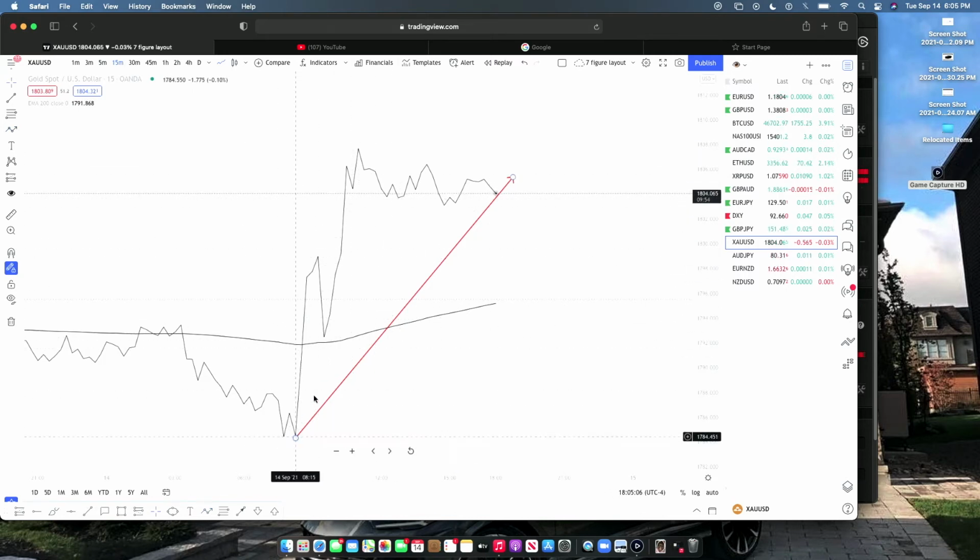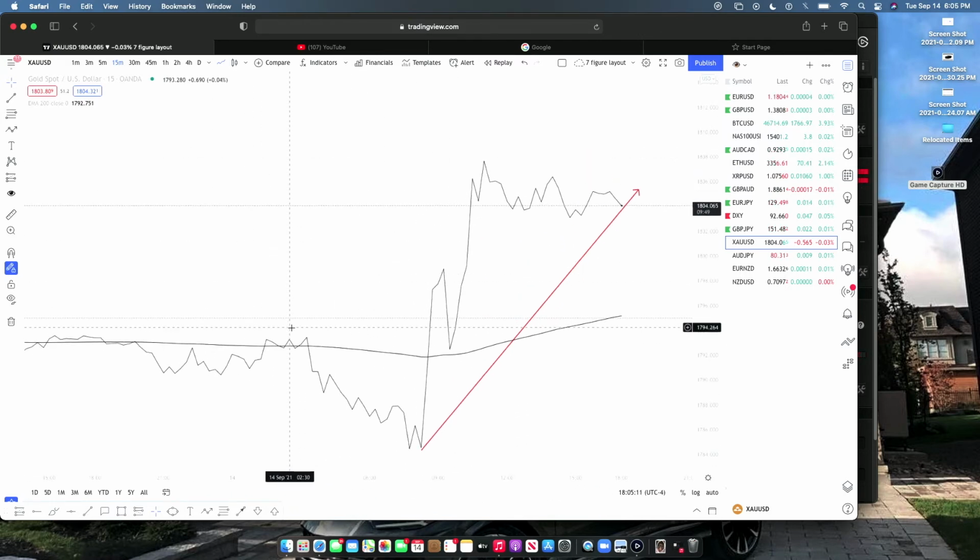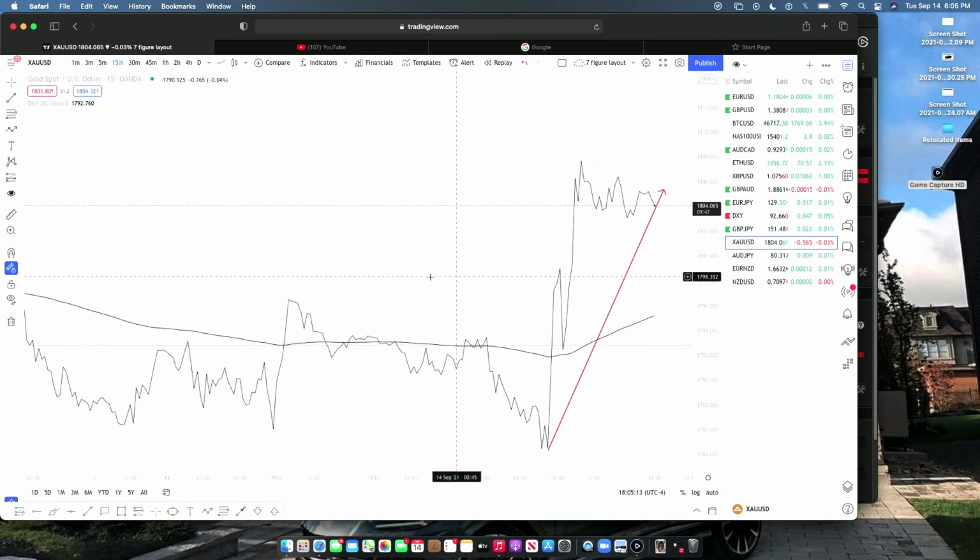Beautiful uptrend here. Market started right here and it's all the way up in the sky now. So you can say, okay, the market going up, I'm going to look for a buy. That's just a very quick way, guys, to make an educated decision and not get caught on the wrong side of things.